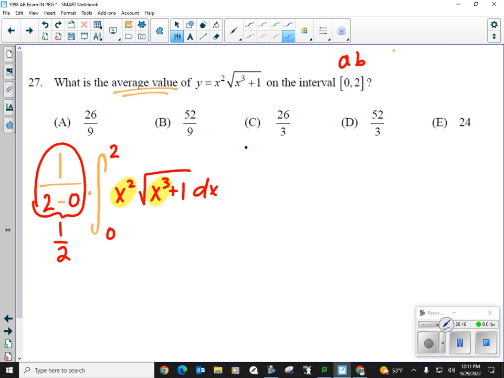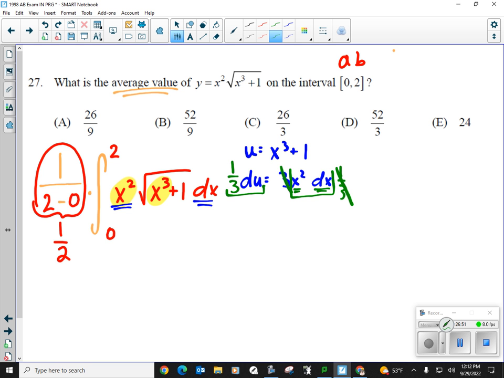I'm going to say my u is going to be x cubed plus 1. So the derivative of that is 3x squared dx. What I want is to substitute something in for x squared dx, which means I want to keep the x squared dx on the right side. Let's get rid of that 3, so we'll multiply both sides by 1/3. So 1/3 du is going to substitute in for x squared dx. So this is going to go bye-bye, and so is this.